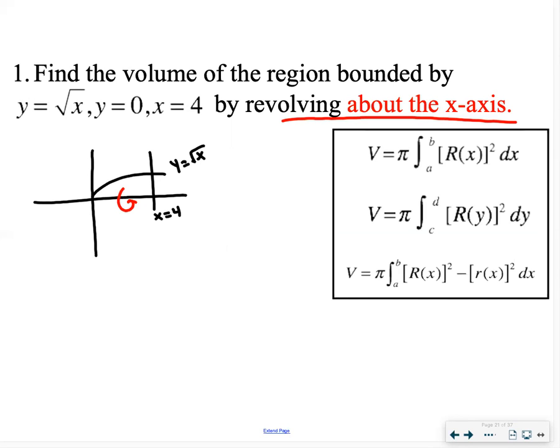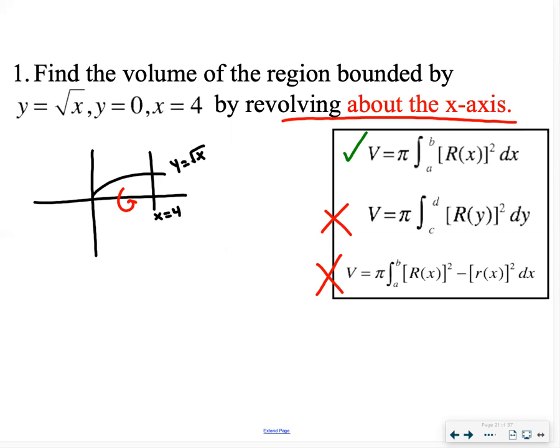Notice though that we have one axis of rotation and we have one curve. So we are not going to be using washer. It's just one solid disc when you rotate it all the way around. Another thing is we're not rotating it about the y-axis. We're rotating it about the x-axis. So we're going to use that first formula.